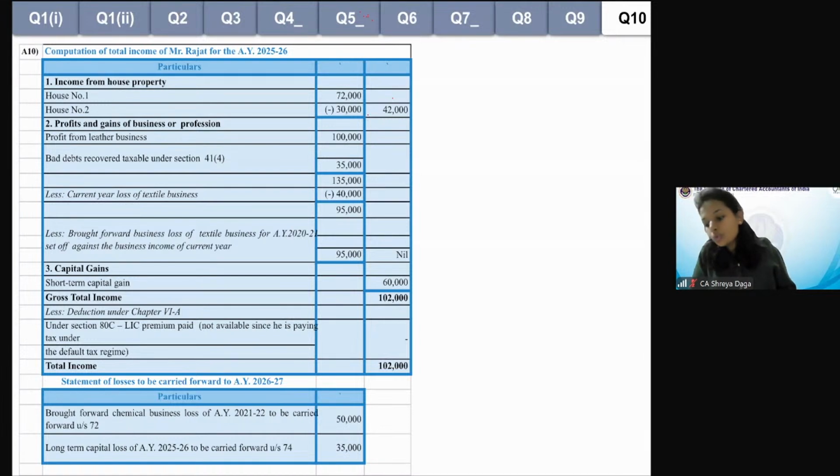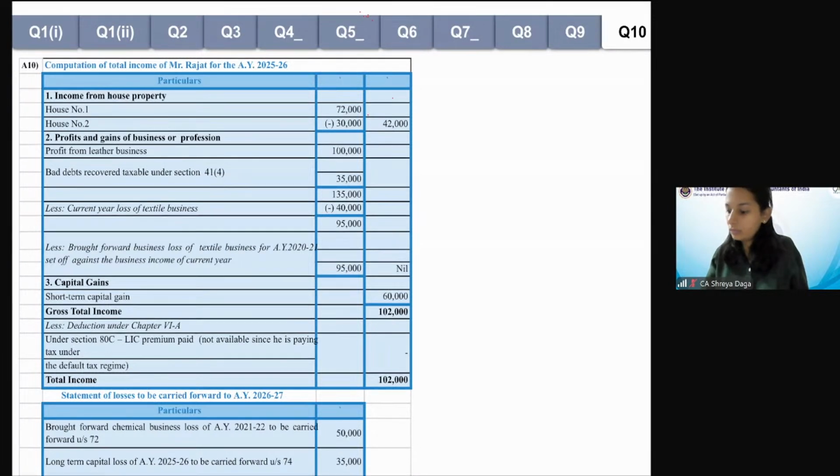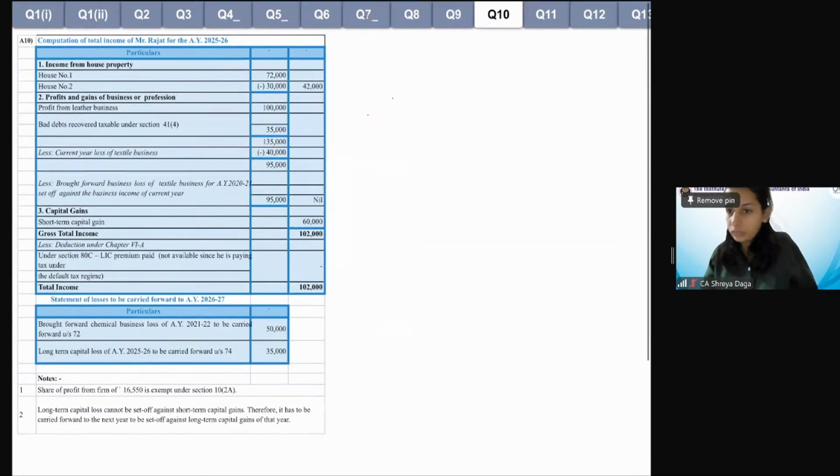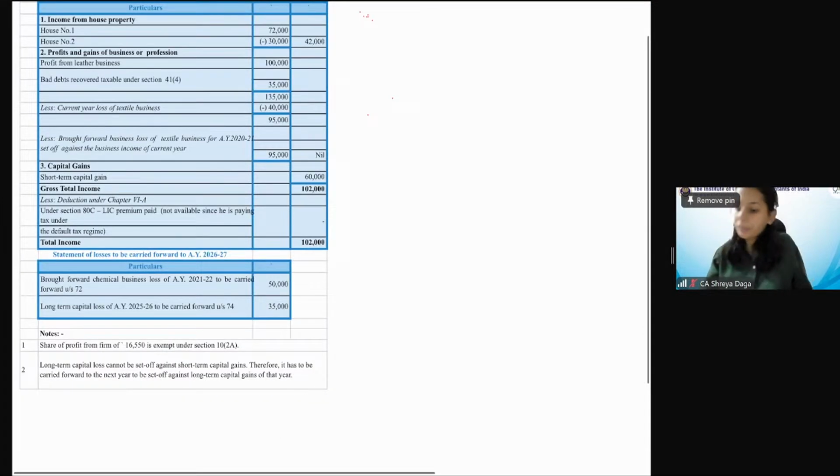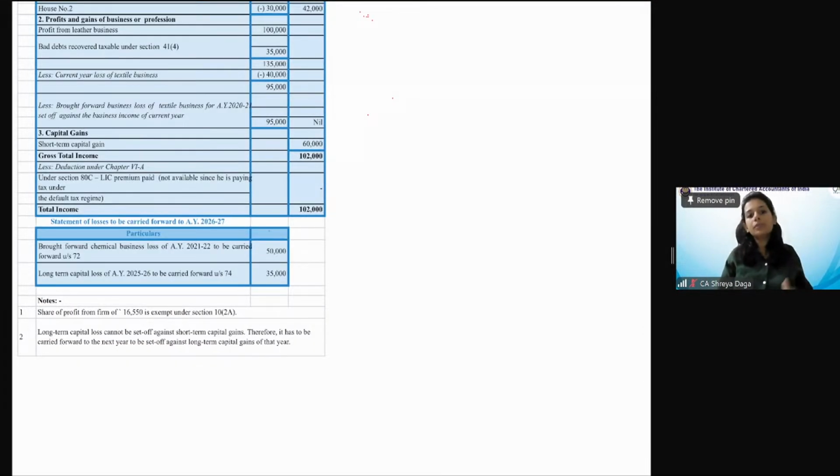When it comes to the losses to be carried forward, please remember in this question, generally questions end with GTI, TI. But this kind of question ends after you have also given a table about the losses to be carried forward. In this case, the unabsorbed losses are of chemical business, AY 21-22, the entire 50,000, and long-term capital loss of 35,000. Are we all on the same page? Please give a note that why you have not considered share of profit from firm. Say that it is exempt from tax.